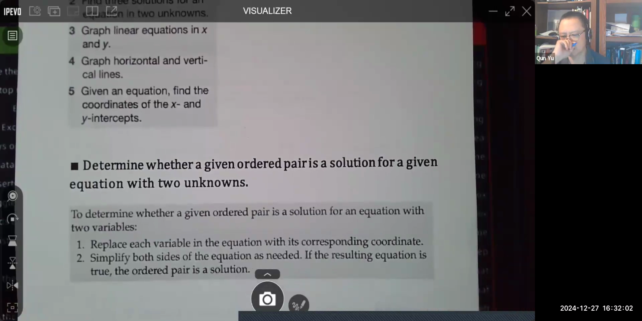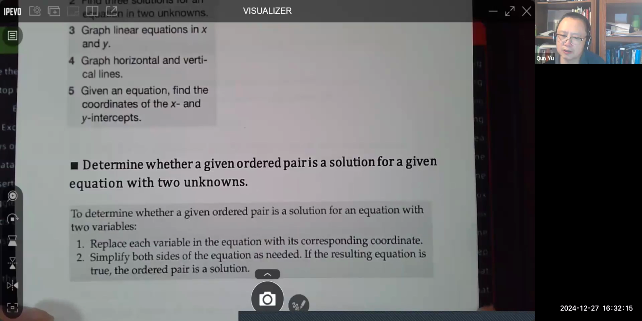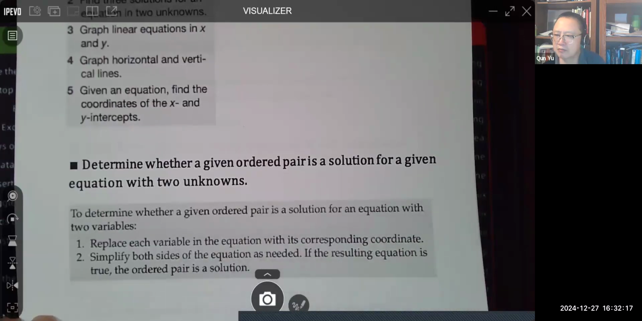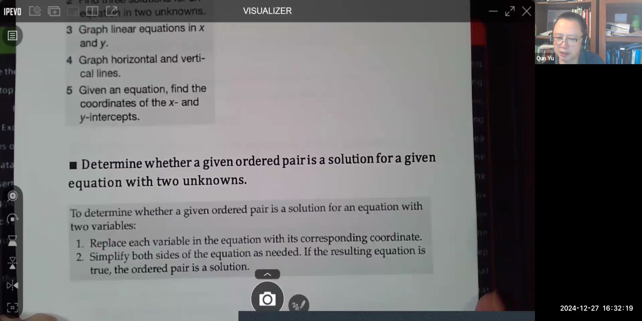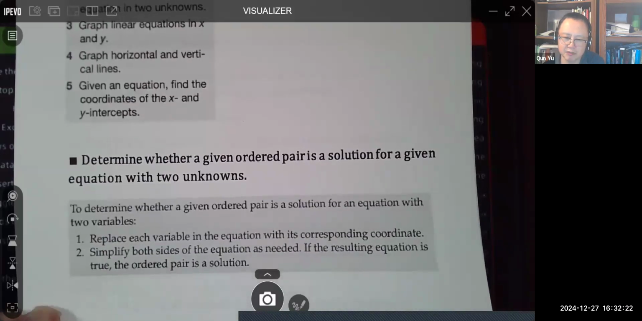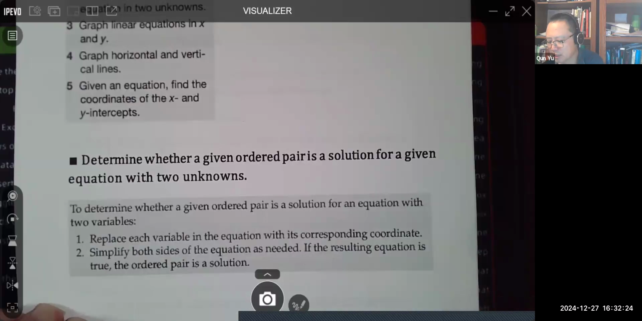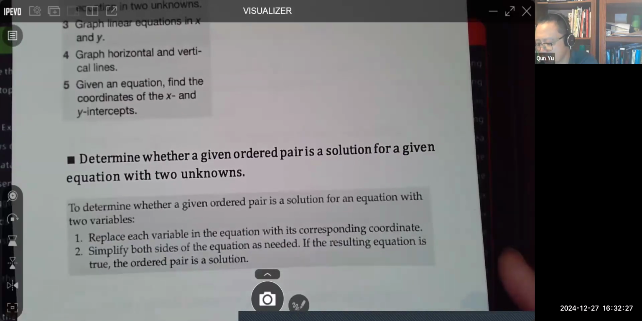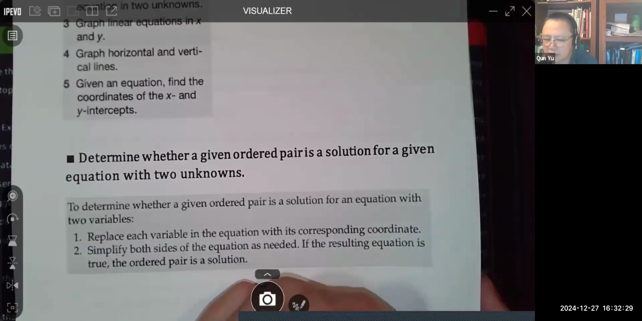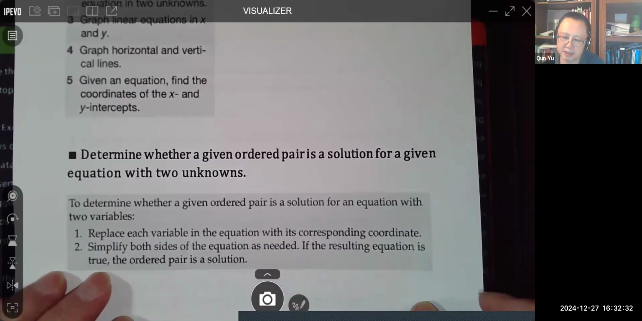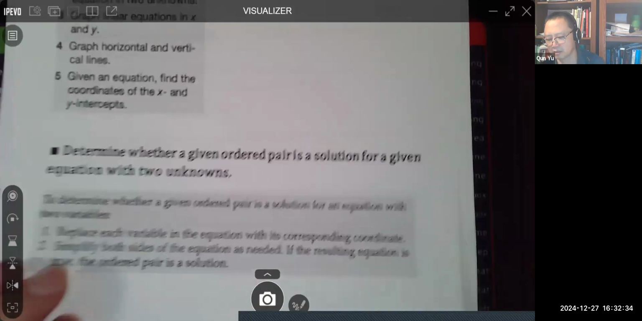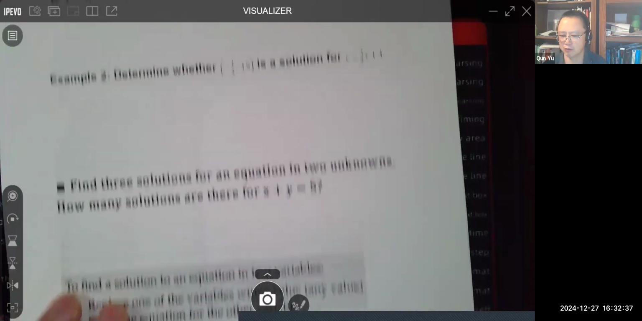First, how do we determine whether a given ordered pair is a solution to an equation or not? This description actually is very simple. All you need is to replace the variables in the equation, in this case we only have one equation, to see if both sides are equal or not. If both sides are equal, then you get a solution. If both sides are not equal, then the given pair is not a solution. So let's look at our first example.